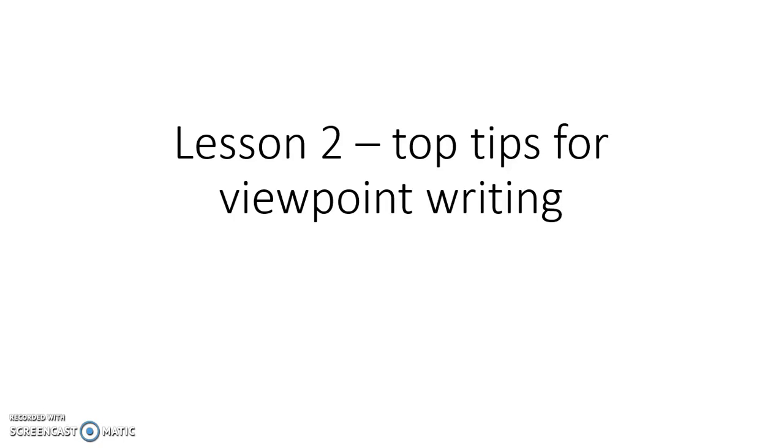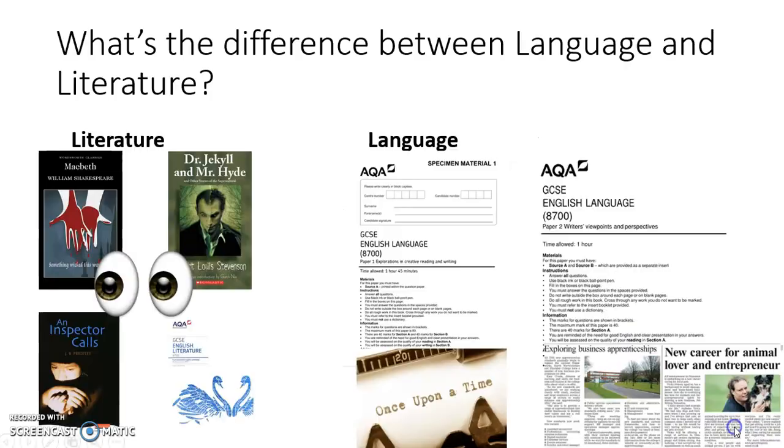Okay, so I'm going to explain how this paper works and where I think are easy places to pick up some marks. So let's begin first of all with the difference between language and literature. The easiest way to differentiate between these two papers is that literature is everything you've pretty much seen before. It's Macbeth and Jekyll and Hyde on one paper, the old school stuff with an extract, and then Inspector Calls and your poetry on another paper. There will be some poems that you've not seen before, but generally speaking, in literature, you have studied those texts to death with your teacher and you know them really well.